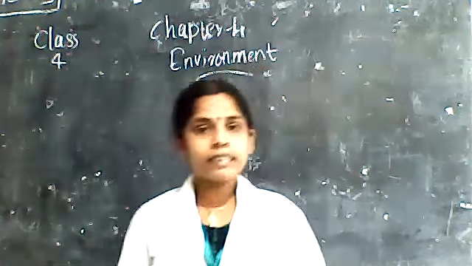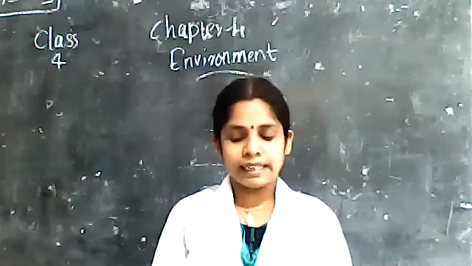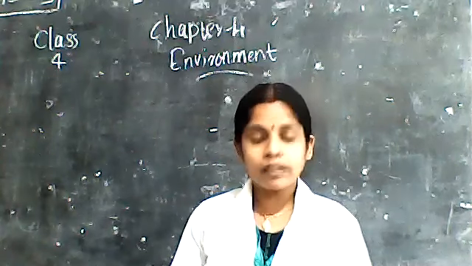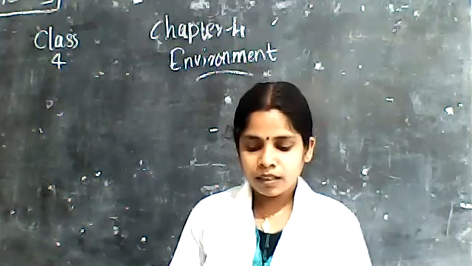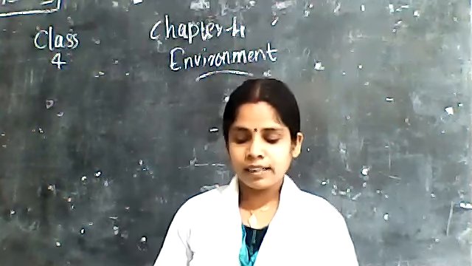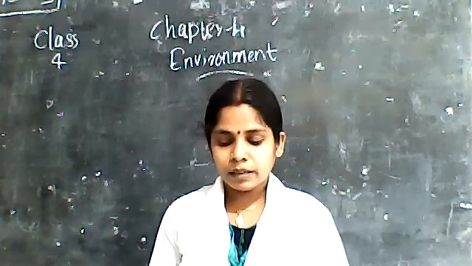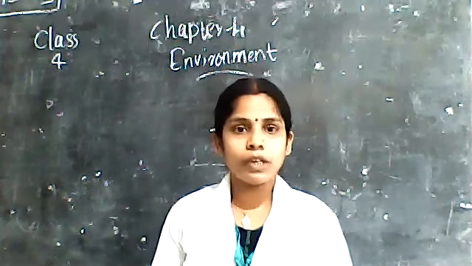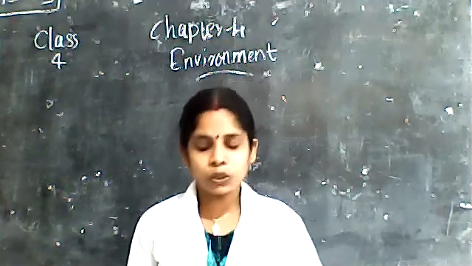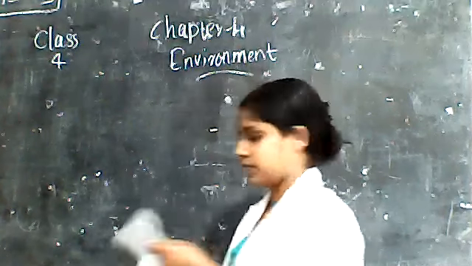Environment. The Earth is a unique planet. It is the only planet which supports life. We are surrounded by living and non-living things found in nature. These natural things make up our environment. Natural things which are useful to us are called natural resources. Listen here.